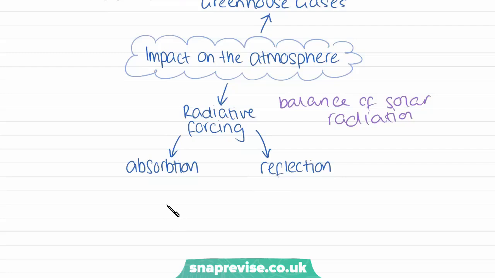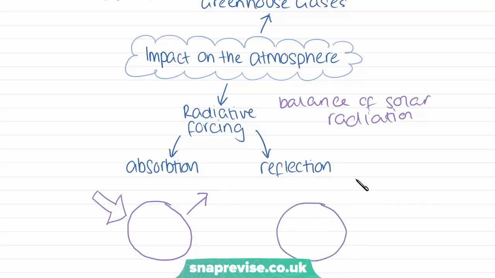So if I draw an example of the Earth here, the increasing levels of CO2 and other greenhouse gases would cause more solar radiation from the sun to be absorbed than is reflected back into space, whilst if the Earth were to be cooling, we would have more solar radiation being reflected rather than being absorbed. So this is what radiative forcing is.